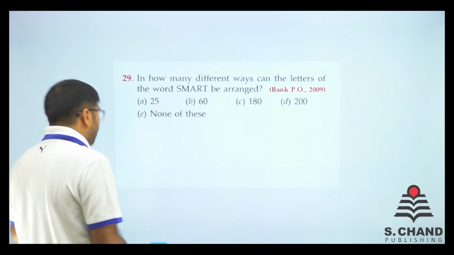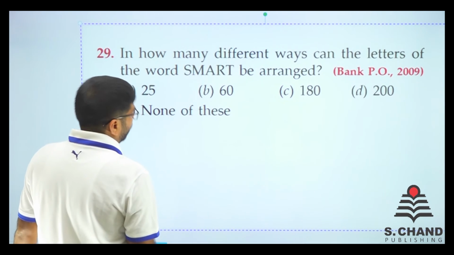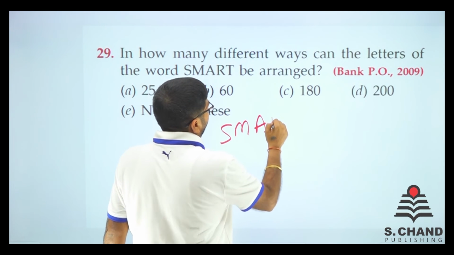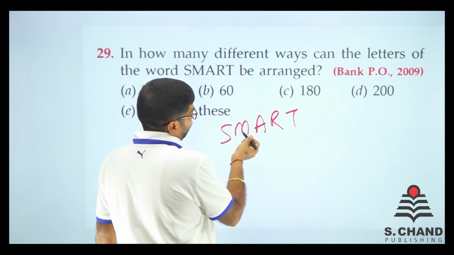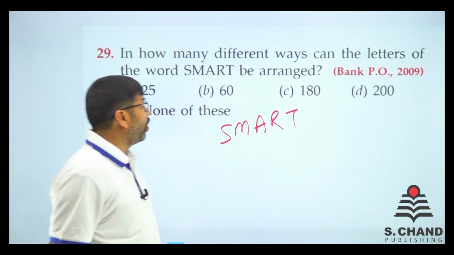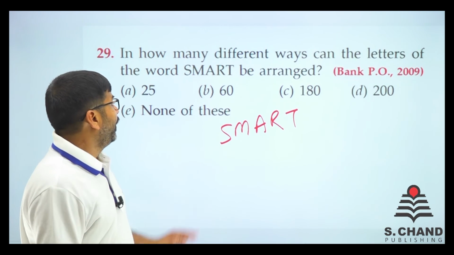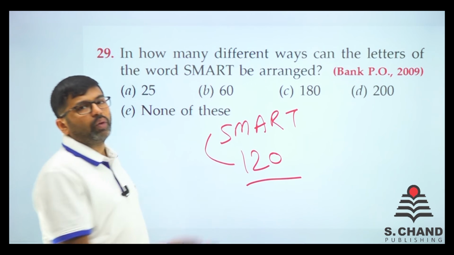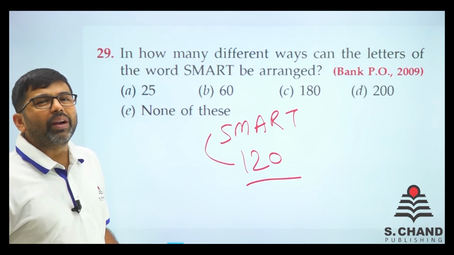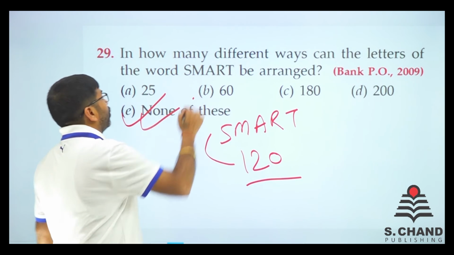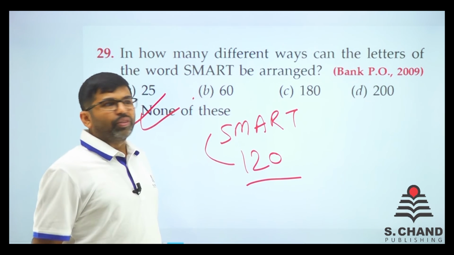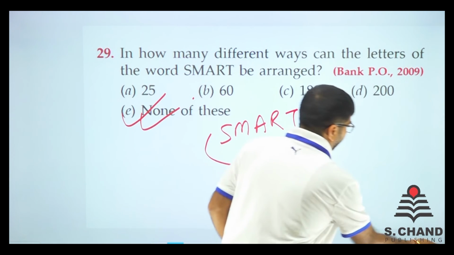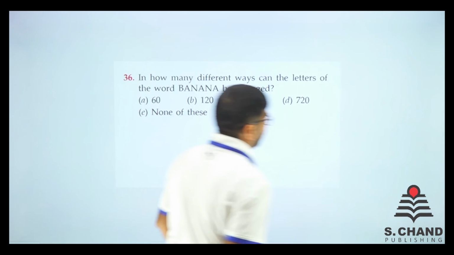Bank PO 2009 question. In how many different ways can the letters of the word SMART be arranged? So SMART, 1, 2, 3, 4, 5, all different. So it's very simple, I guess. 5 factorial is 120. Now if you search for 120 among the options, you don't find it and you get confused. But I think there is an option called none of these. So the answer is none of these. That is it. So there are many ways an exam will confuse you, and one example is here. Okay, we move on to the next question.